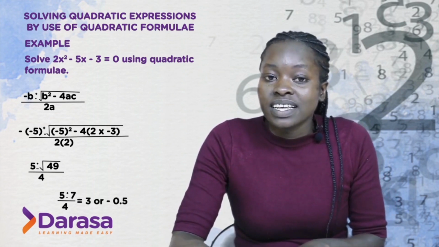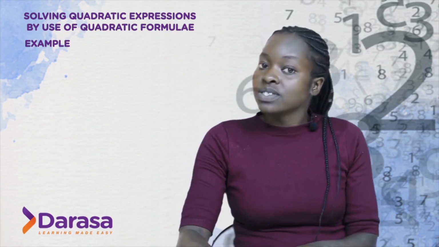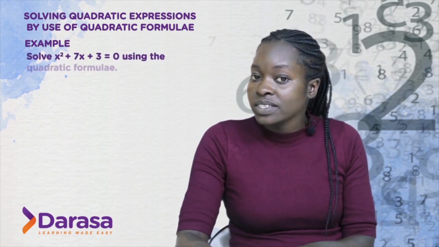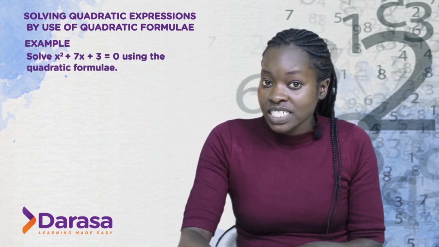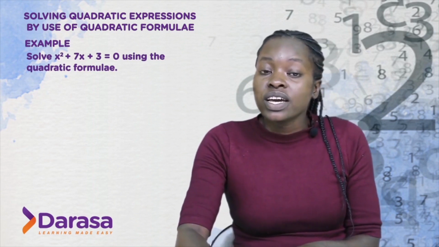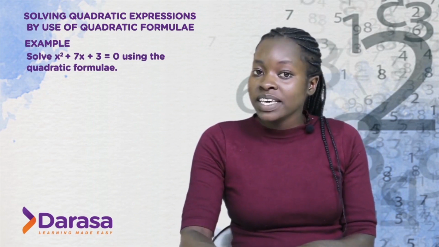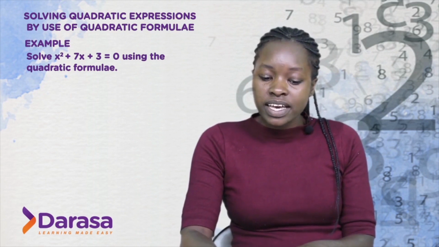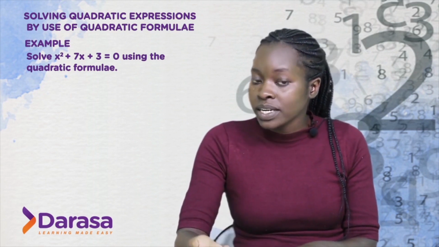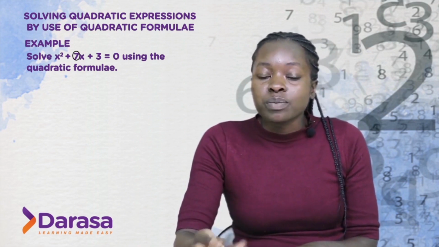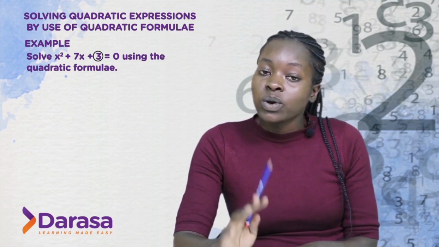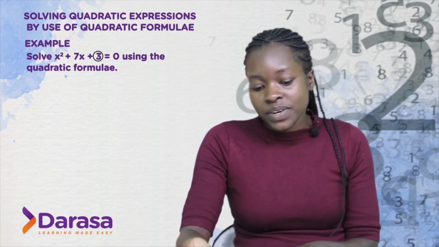Now looking at another example, you've been given: solve x squared plus 7x plus 3 equals 0 using the quadratic formula. So the first thing you're going to do is look at your question and identify your a, b, and c. So your a is 1 because the coefficient of x squared is 1. Your b is 7 because the coefficient of x is 7. And your c is 3 because simply the constant is 3.